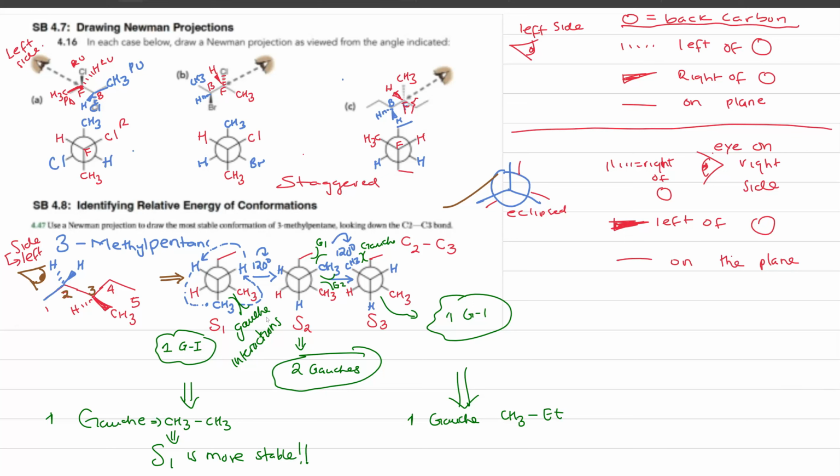Now for eclipsed, they will ask you for the least stable. You want the one that has so many big groups together. If you have a CH3 parallel versus one that has a CH3 and ethyl parallel, that will be the least stable.